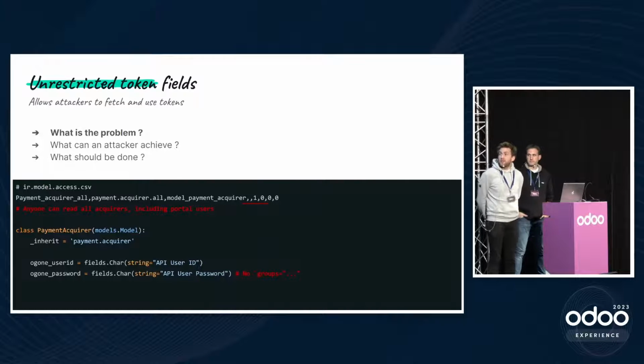And what should be done to solve this case? There are two possible solutions. Either you restrict the access rights correctly in the first place, since portal users don't really need access to the payment acquirer in general, they shouldn't have it. Another possibility is to restrict the field itself with a group, so only that group can access that field, if you want the rest of the model to be accessible to all users.